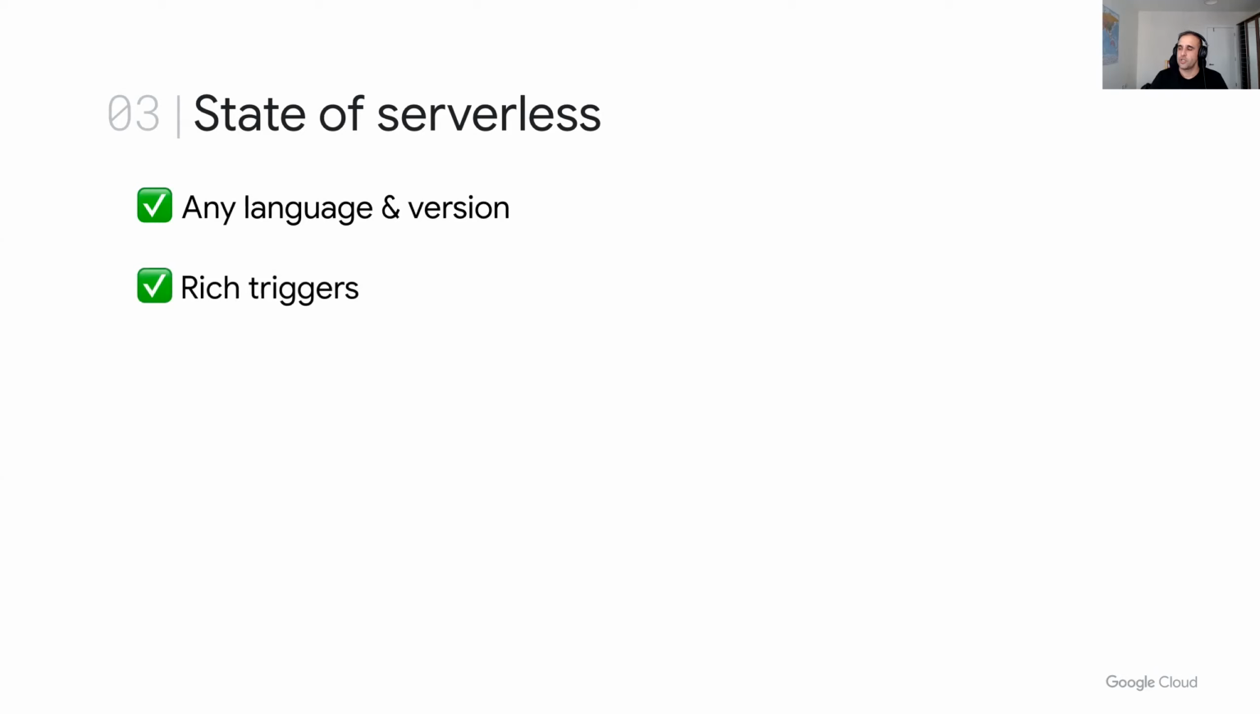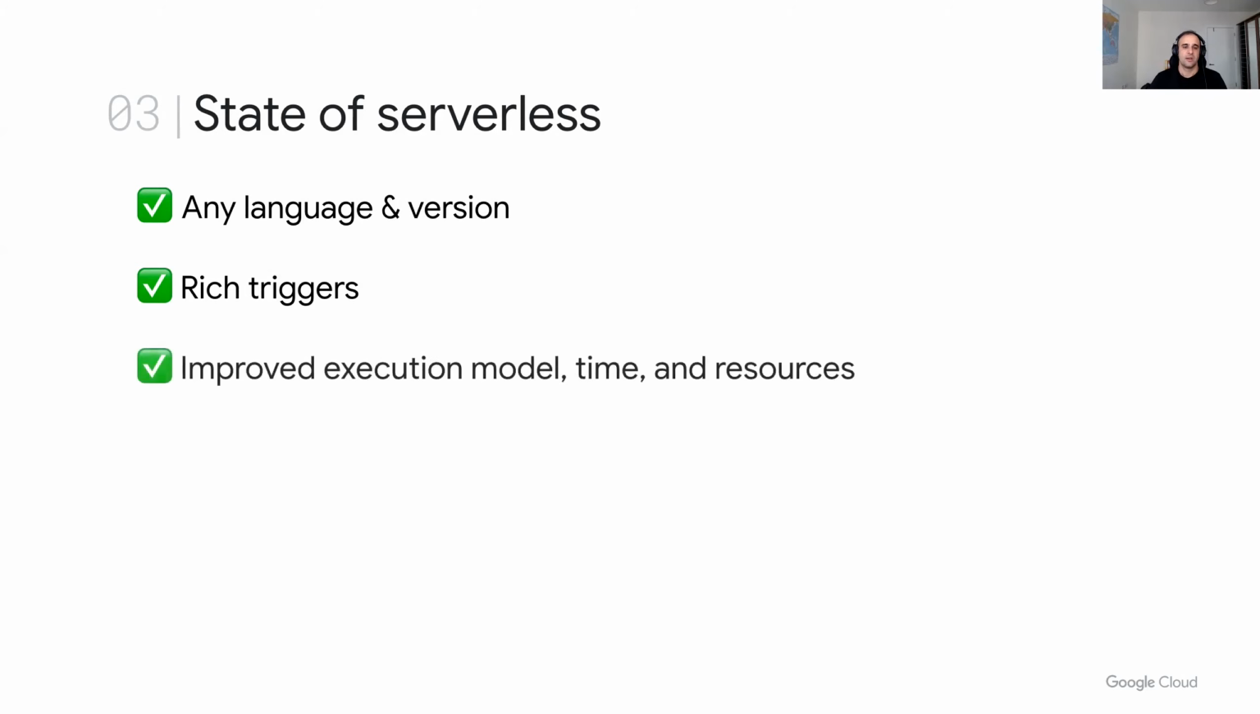We have a lot of rich triggers. So you have Eventarc and Event Grid and EventBridge and things like that, that basically allow you to connect any service that you have to any event source, not any, but to a lot of event sources. We have much improved execution model times and resources. So we can run things longer. We can have more CPU. And in the worst case, we can combine service with serverless to run whatever we want, basically in an easier way.